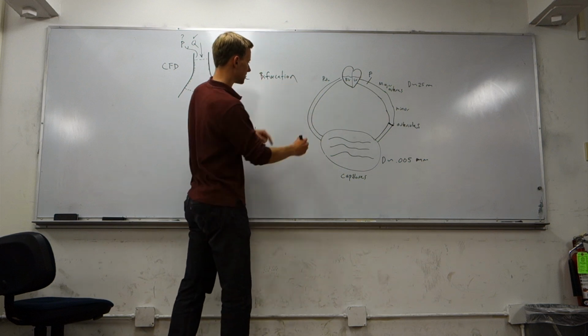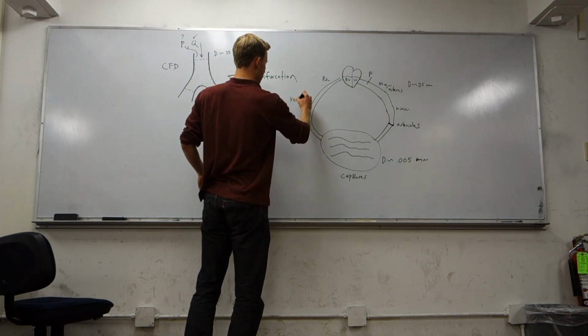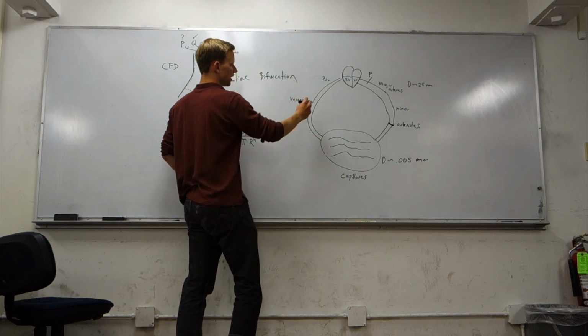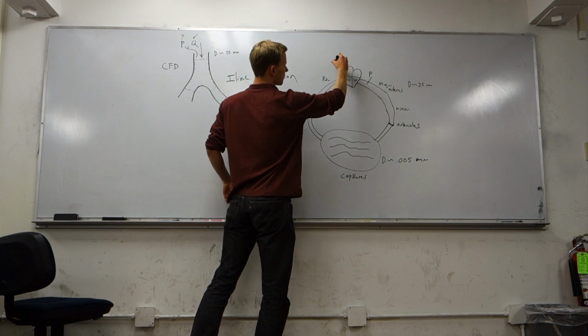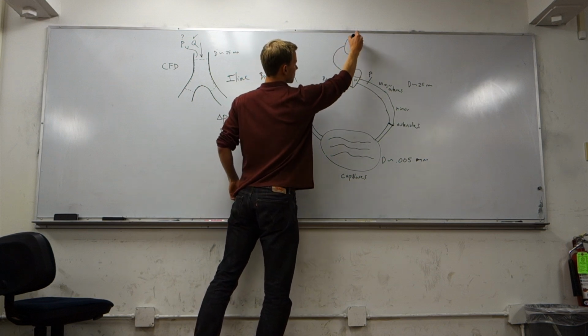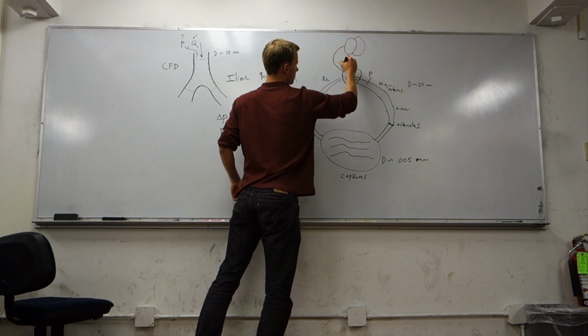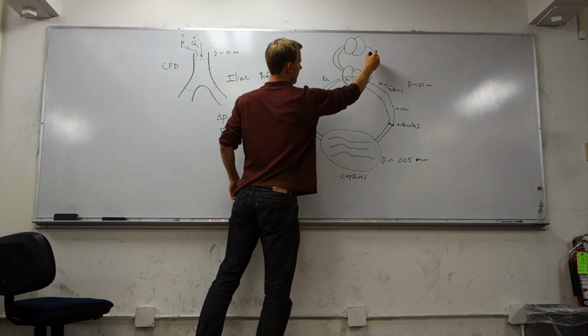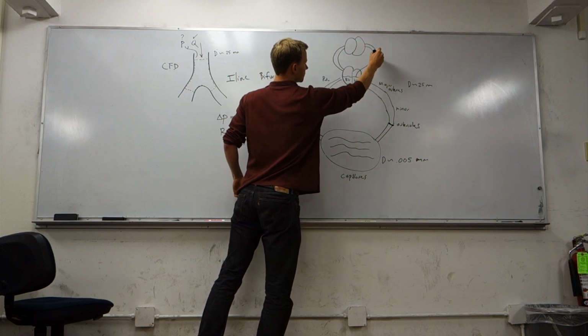Now from there we have the venous system, which takes us back to the heart. And then the heart pumps through the pulmonary cardiovascular system. This is lungs, which pump back into the heart.